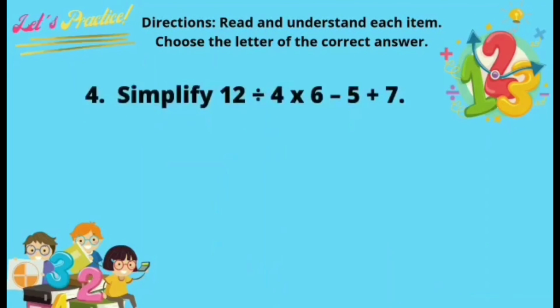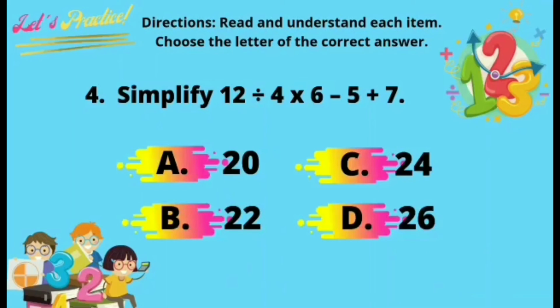Number 4. Simplify 12 divided by 4 times 6 minus 5 plus 7. If your answer is A, 20, you are right. 12 divided by 4 is 3 times 6, we get 18 minus 5 is 13 plus 7 equals 20.